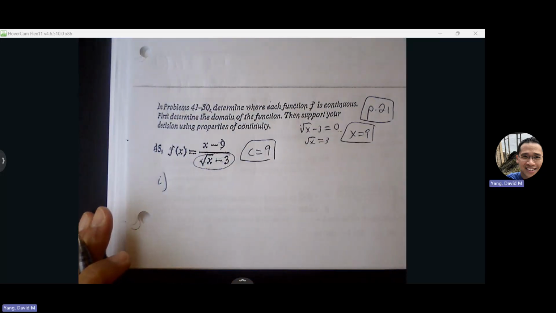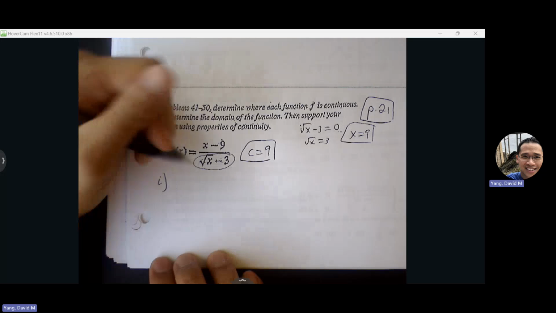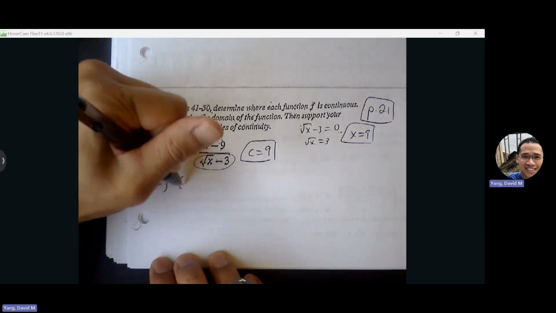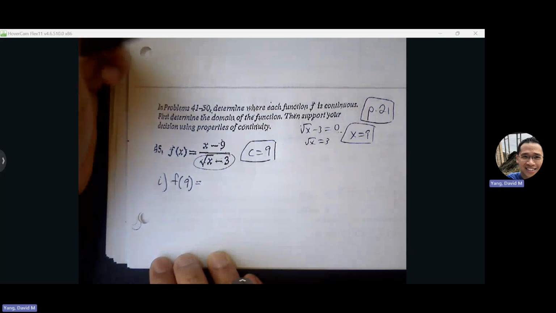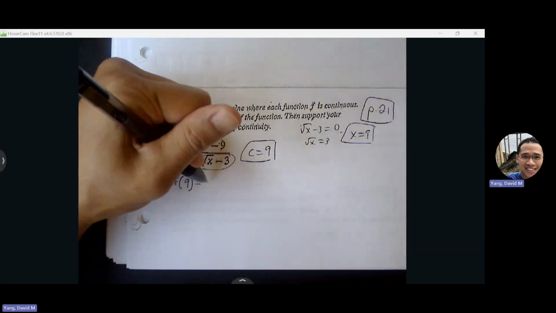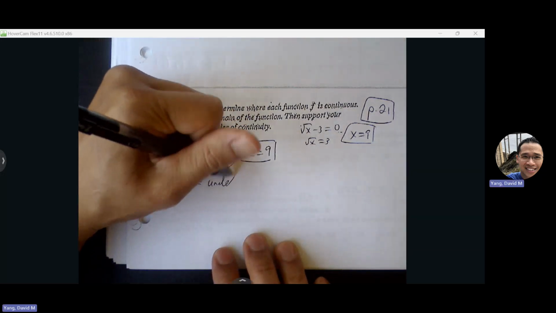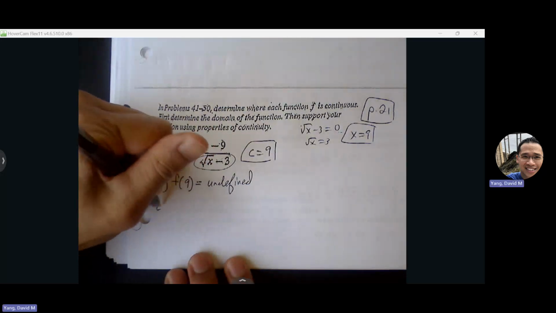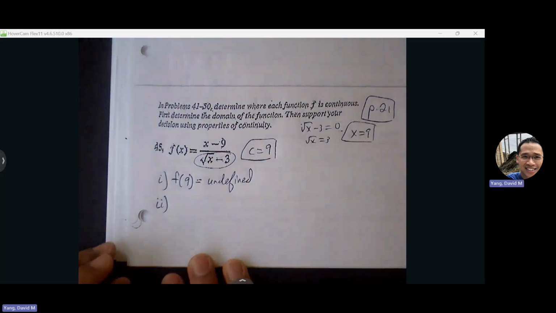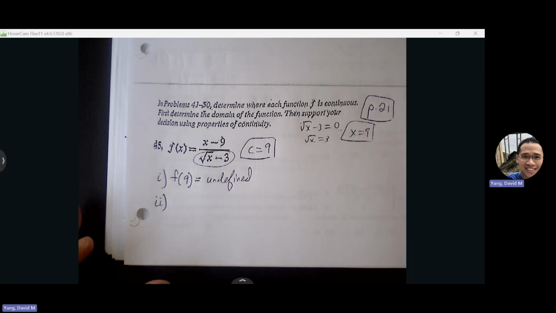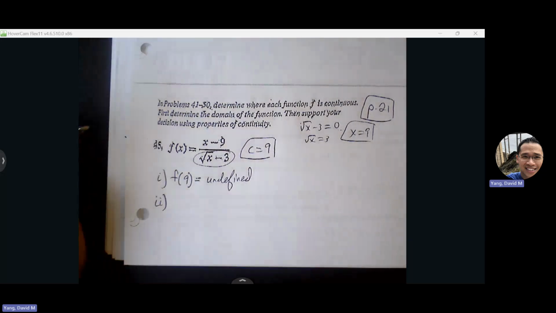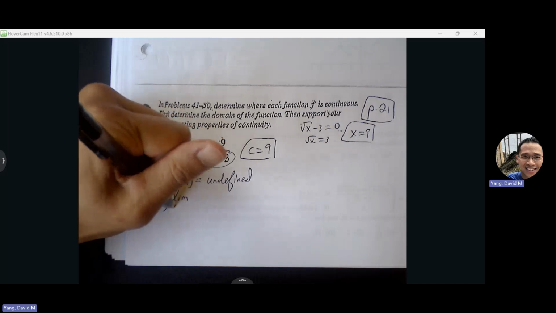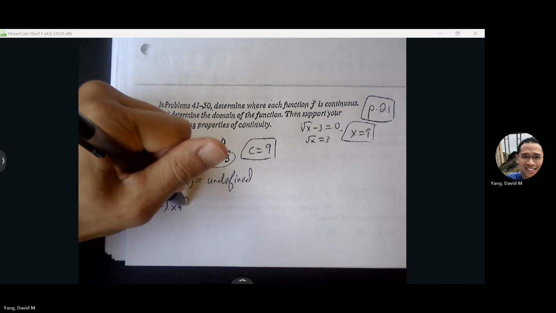Okay. First things first, what do you do? First condition. f of 9, right? What's f of 9? Yeah, does not exist, undefined. We don't have a point. So we keep going though, right? We haven't established what type of discontinuity, even though we know it's not continuous. Second statement is what? Limit as x approaches 9.